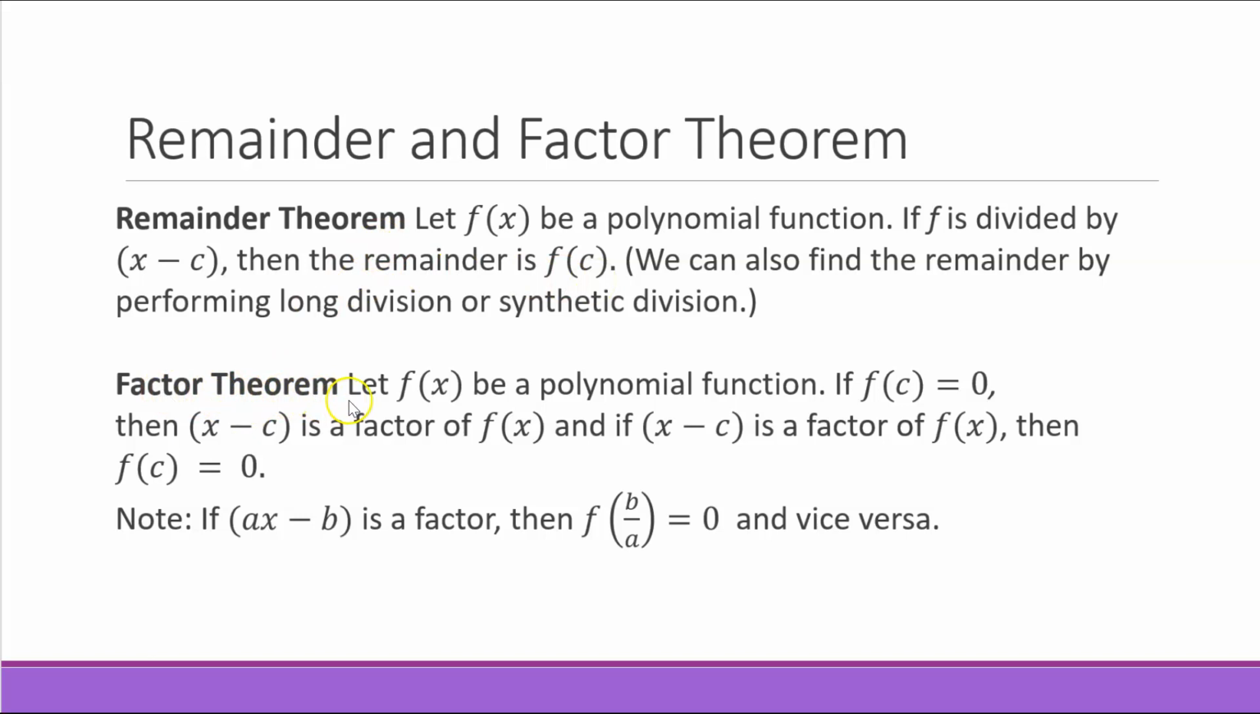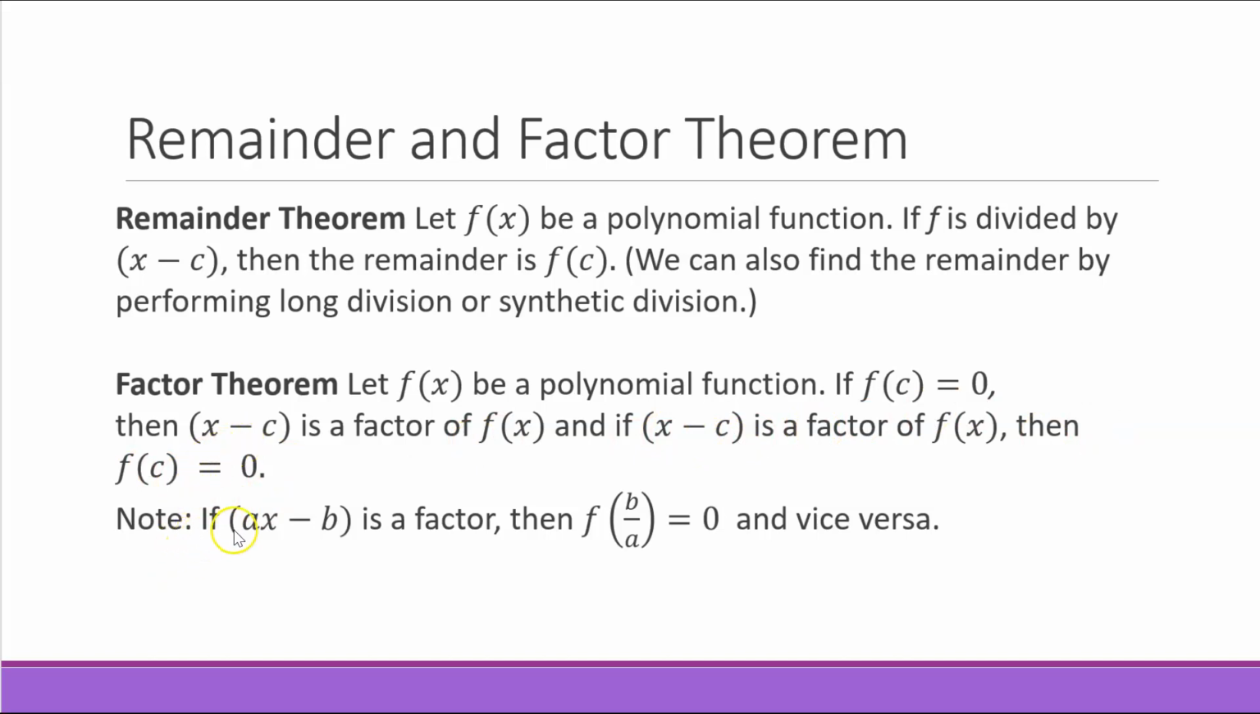Now the factor theorem. Let f of x be a polynomial function. If f of c equals 0, then x minus c is a factor of f of x. And if x minus c is a factor of f of x, then f of c equals 0. This is what we call an if and only if statement in mathematics. It works both directions. So if the remainder is 0, which is what f of c equals 0 means, then x minus c is a factor. And if x minus c is a factor, then the remainder must have been 0.